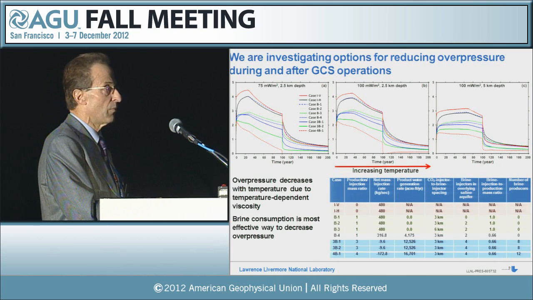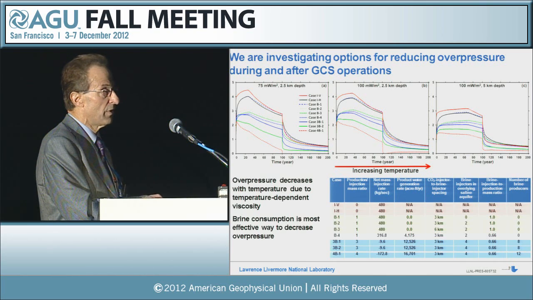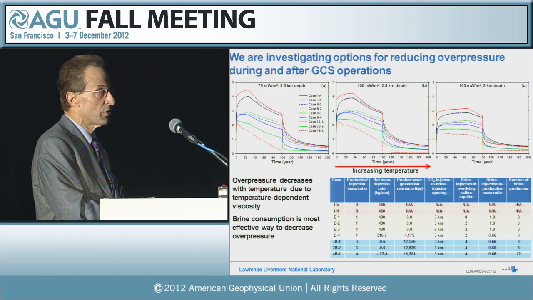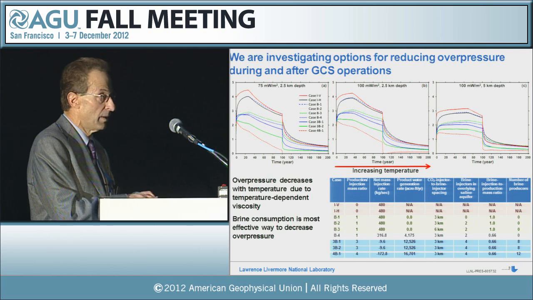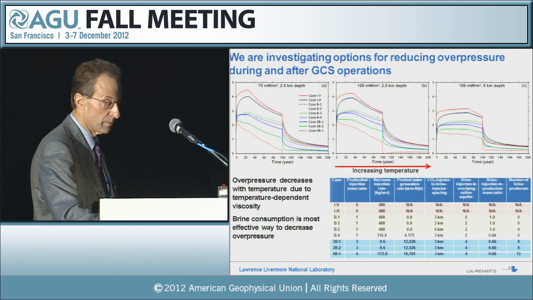I won't go into the details, but we considered various things like spacing the injectors further apart, changing how much of the brine we consume for beneficial use, and how many brine producers we put out on the perimeter.